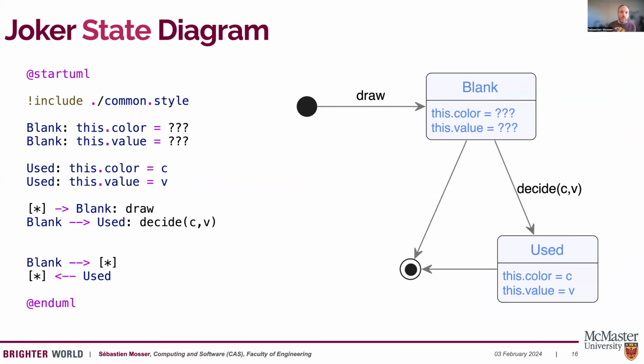So how does it work? What are the states of the joker by itself? Well, when I'm starting, when it's drawn, I'm in the blank state. I have no color, I have no value. And then I can stop the game. I can actually end the game without ever using my joker. Or I can decide which card it is, and then my joker becomes used. And when it's used, it has a color and it has a value. Okay?